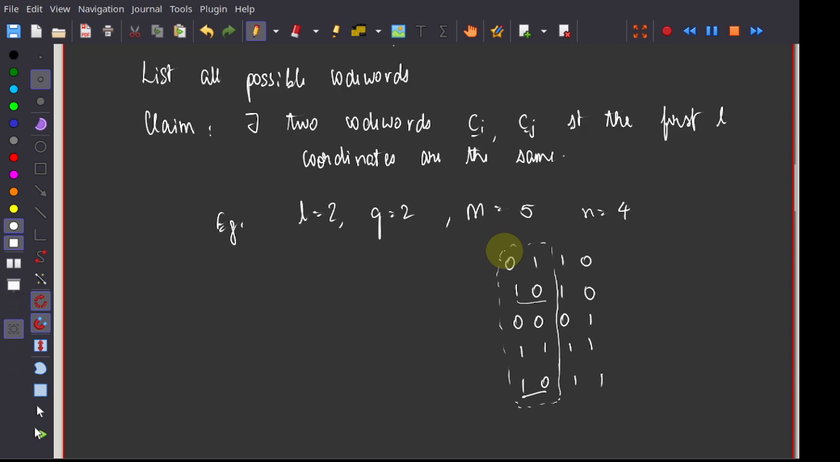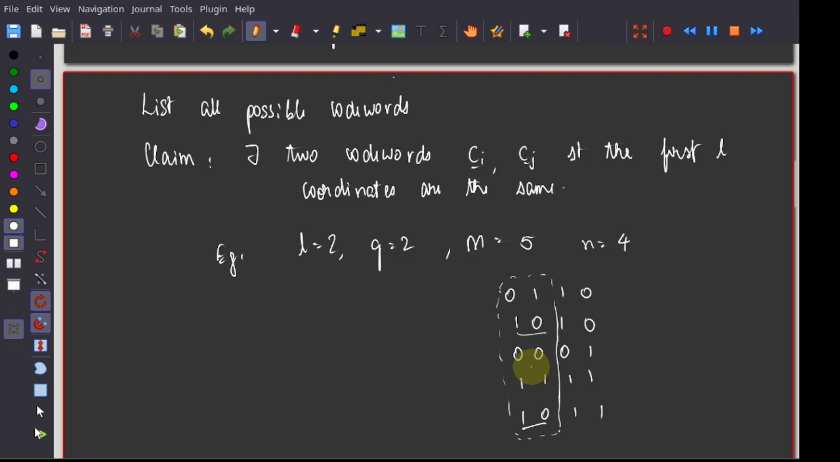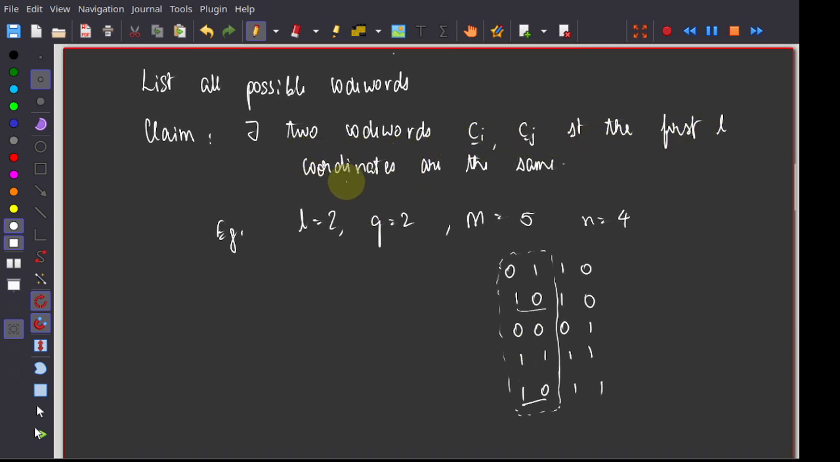You have pigeons and you have holes. If there are more pigeons than holes, at least two pigeons must go into the same hole. That's all there is. So there must be at least two code words where the first L coordinates are exactly the same. Now, what does this tell us about the minimum distance? If you just look at these two code words, they can differ in how many coordinates at most? N minus L, right? No more than N minus L.